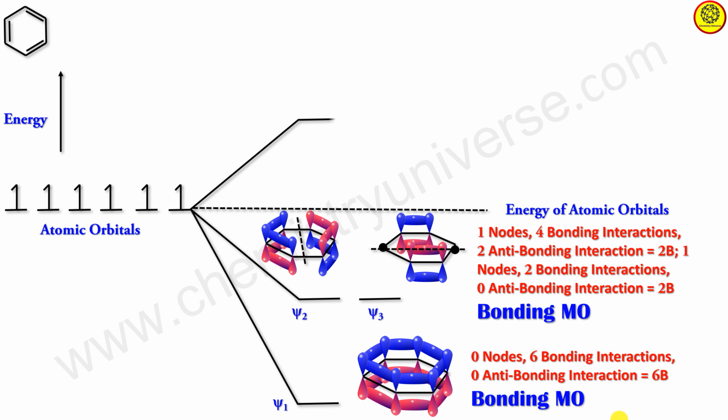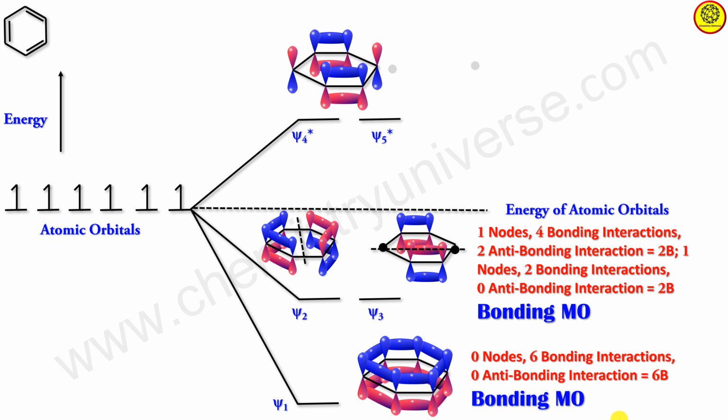Now let's go for the higher ones. These two are also degenerate, Psi4 star and Psi5 star. And how do they look? One of them looks like this, the other looks like this. How many bonding do you see? 1, 2. How many antibonding do you see? 1, 2, 3, 4. So can you see net is 2 antibonding? Look at this. Antibonding 1, antibonding 2. Again net 2 antibonding. No bonding here.